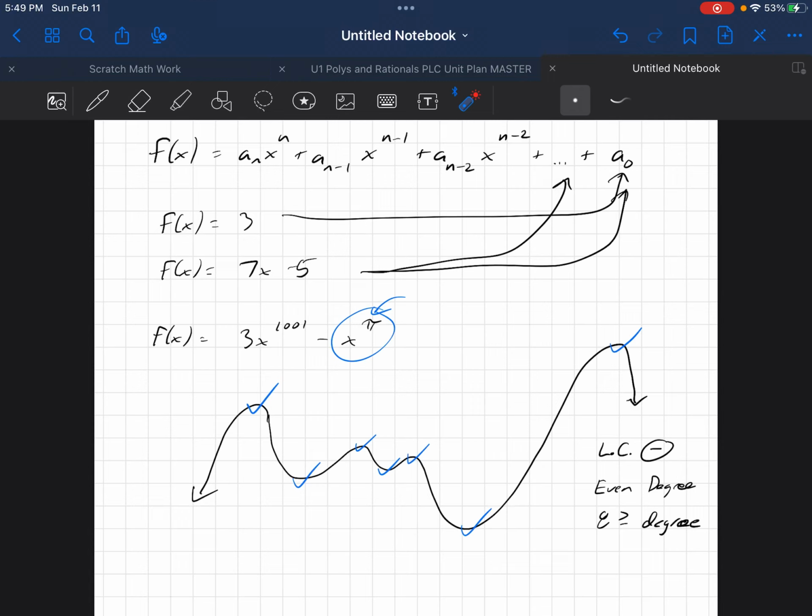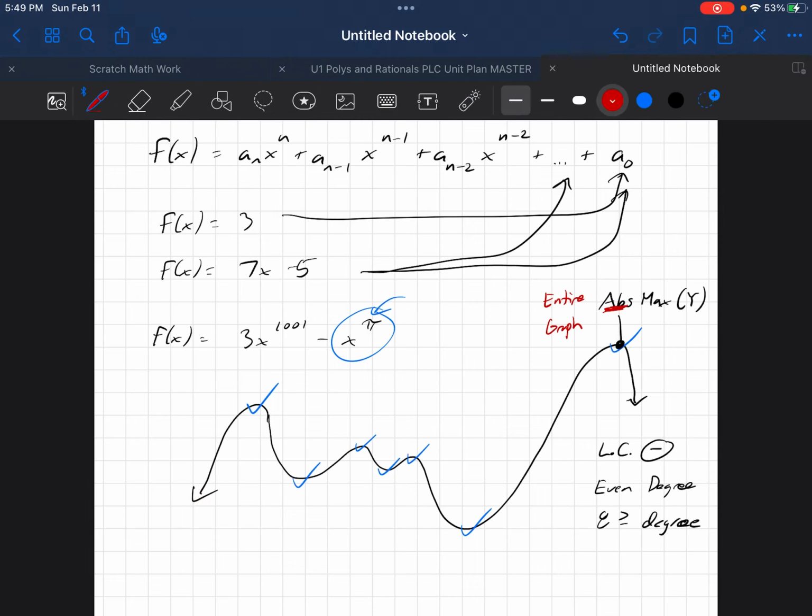So absolute max is the highest point on the whole graph. Right here, this is the absolute max. And remember, if they just ask for the max, that's a y value. The word absolute means on the entire graph. This thing doesn't have an absolute min, because it keeps going down that way, so there is no absolute minimum.